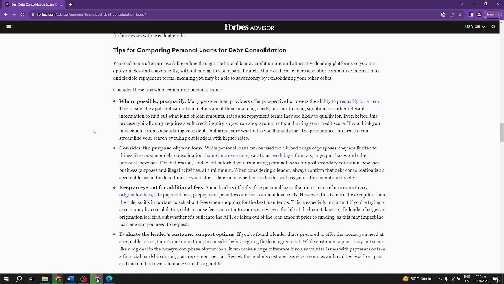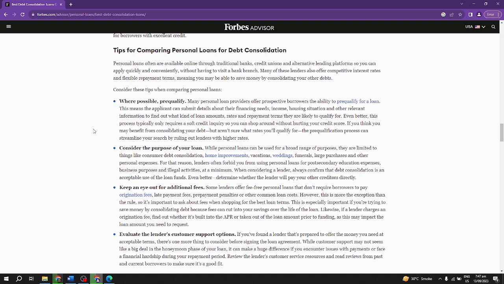Number 1 point, where possible, pre-qualify. Many personal loan providers offer prospective borrowers the ability to pre-qualify for a loan. This means the applicant can submit details about their financing needs, income, housing situation, and other relevant information to find out what kind of loan amounts, rates, and repayment terms they are likely to qualify for.